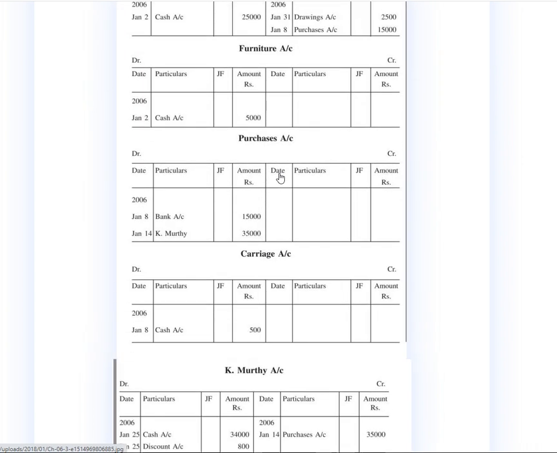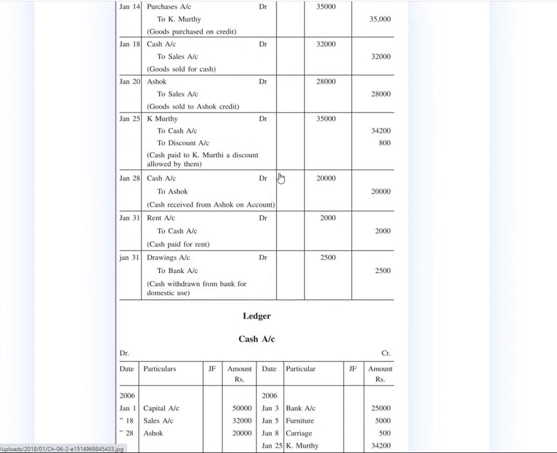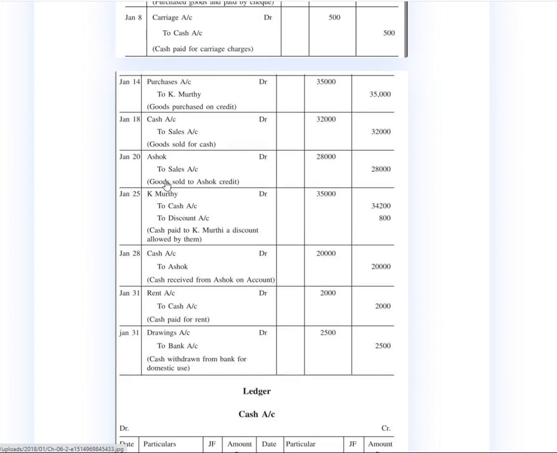Okay, next transaction is K Murthy account, right? K Murthy, from whom we purchased the goods worth rupees 35,000. Now we paid him cash 34,200 rupees and he gave us a discount of 800 rupees.